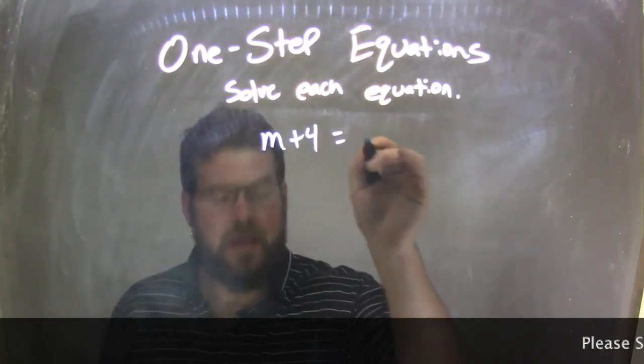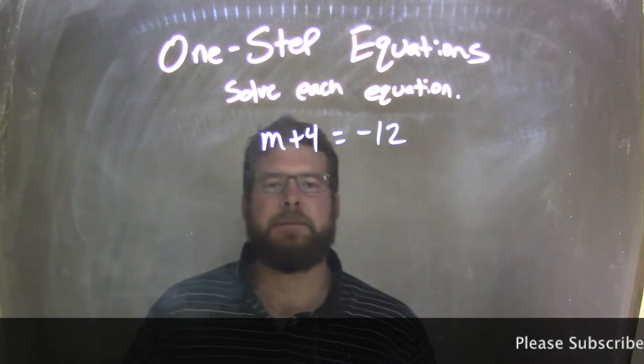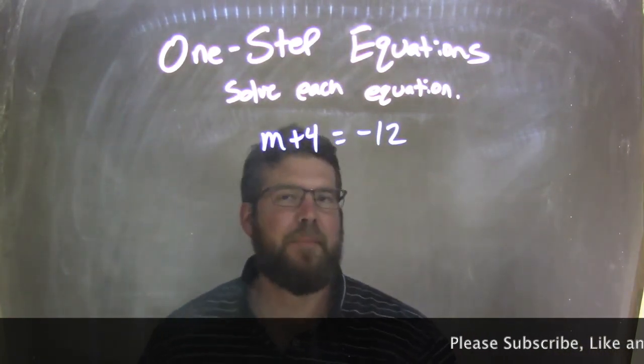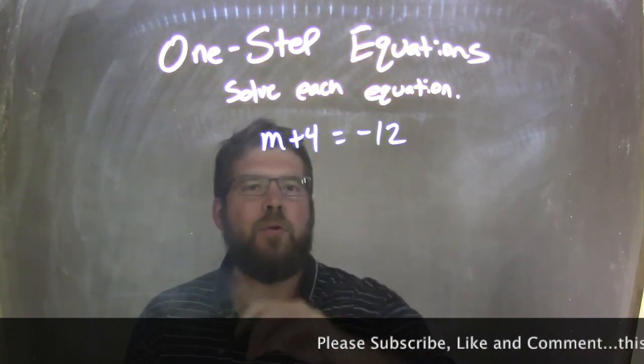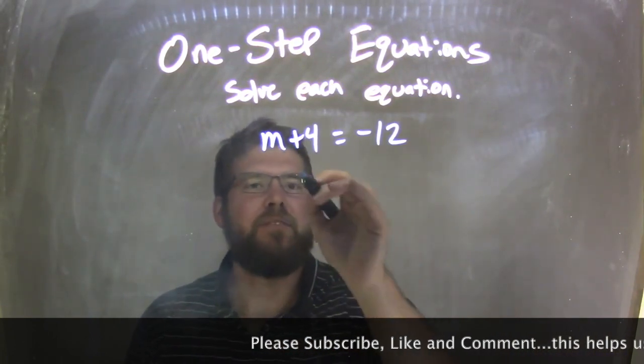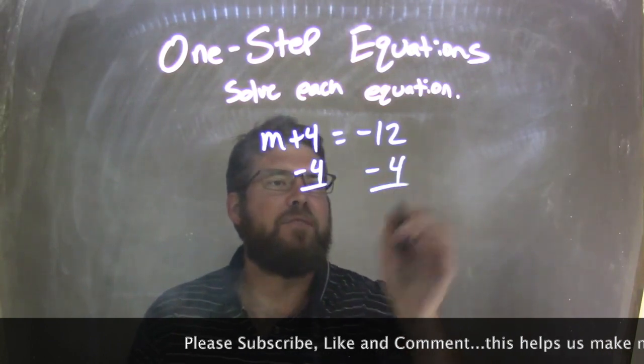Plus 4 equals a negative 12. Well, this is a pretty simple one step. I have m plus 4 equals negative 12. Opposite of adding a 4 is subtracting, right? Subtracting a 4, minus 4. So we subtract a 4 from both sides.